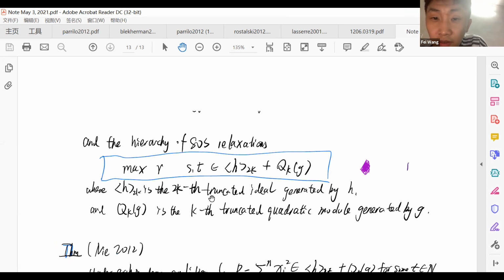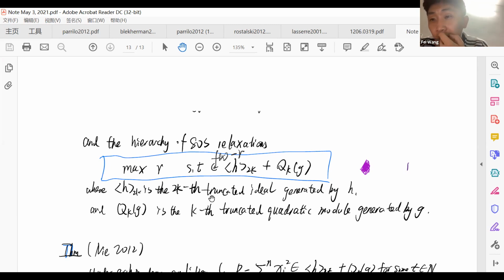Such that f(x) minus gamma, right? Maximize gamma such that f(x) minus gamma is in this H_2k plus Q_k, where H_2k is the truncated ideal generated by h, right?